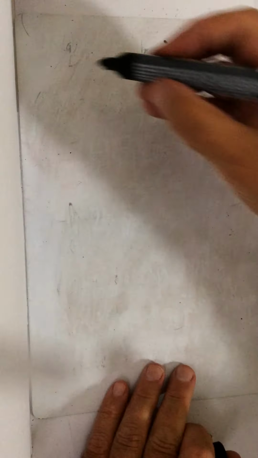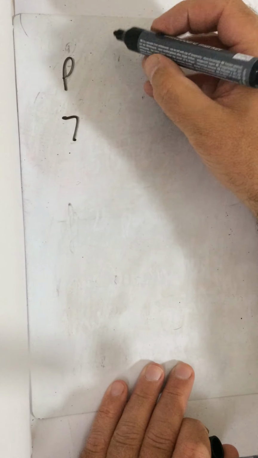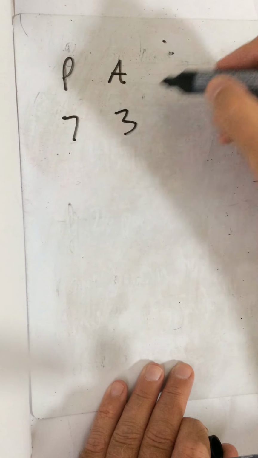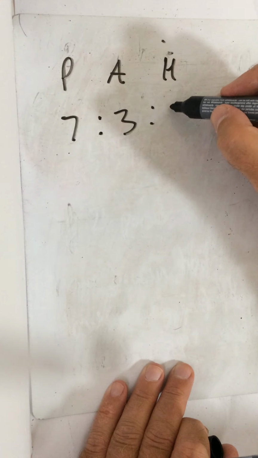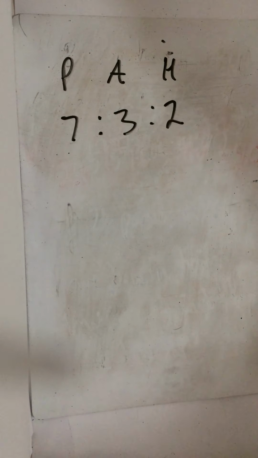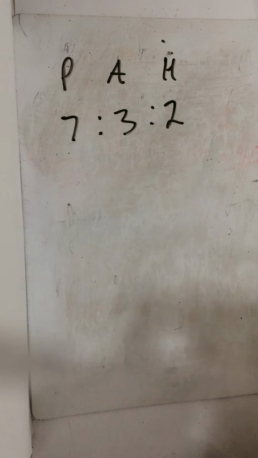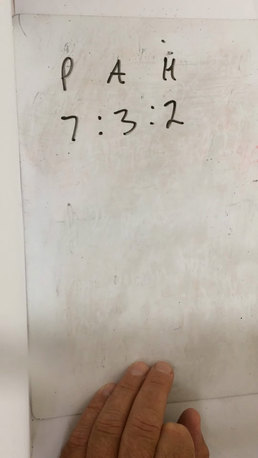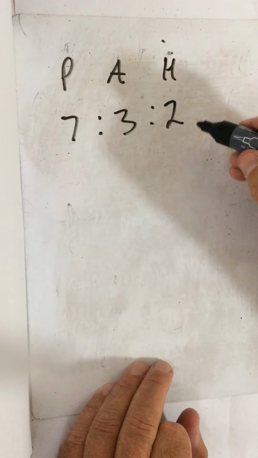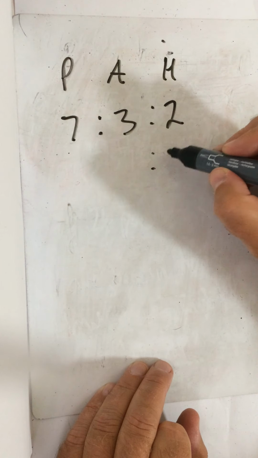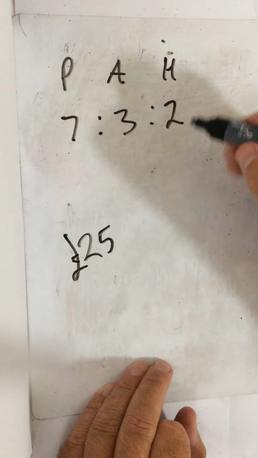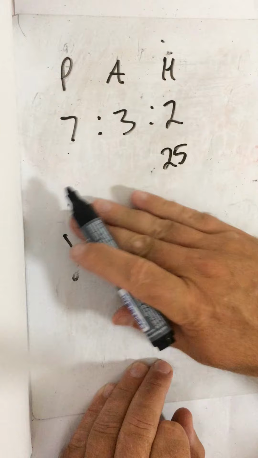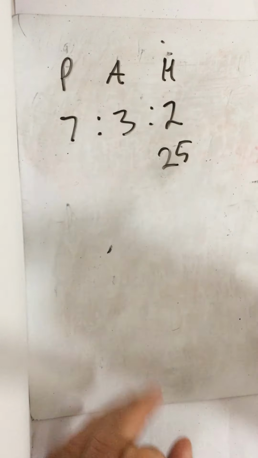So say for example, Paul, Alan, and let's go with Harry. This is the ratio of how much money they have in their bank accounts. Now let's make it a bit trickier. Let's say that Harry has £25 in his bank account. So we're going to put the 25 here. This is the information we have, that he has £25.